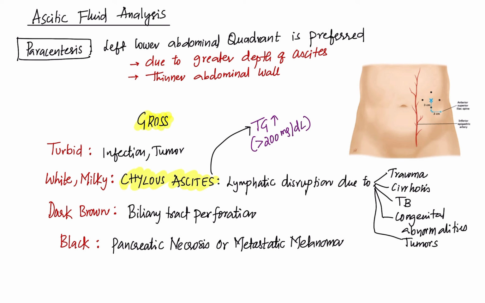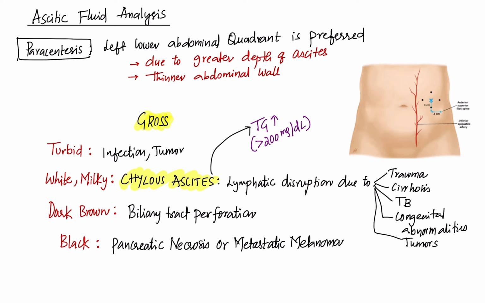After aspiration, we will send it for both gross and microscopic examination. Gross is the visual appearance, like how the fluid looks after aspiration. If it is turbid, then the cause could be mostly infection or it can be because of a tumor. If it is white and milky, then we call it chylous ascites.